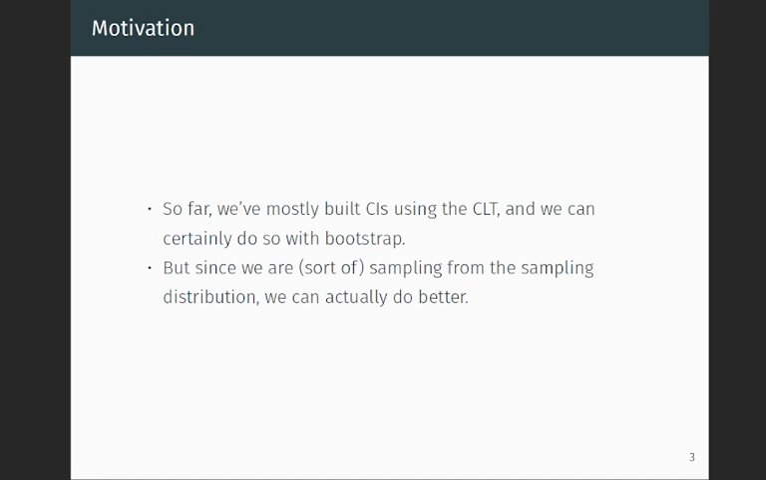So far we've mostly built confidence intervals using the central limit theorem. So we were making the assumption that a normal distribution was a good approximation to the sampling distribution. And we can certainly do so with Bootstrap, just like we did with Jackknife, using the estimate of the standard error we computed with Bootstrap. But since we're sampling from the sampling distribution already, we can actually do much better. And this becomes important when you move away from confidence intervals that are built using other estimators or other statistics than the sample mean.